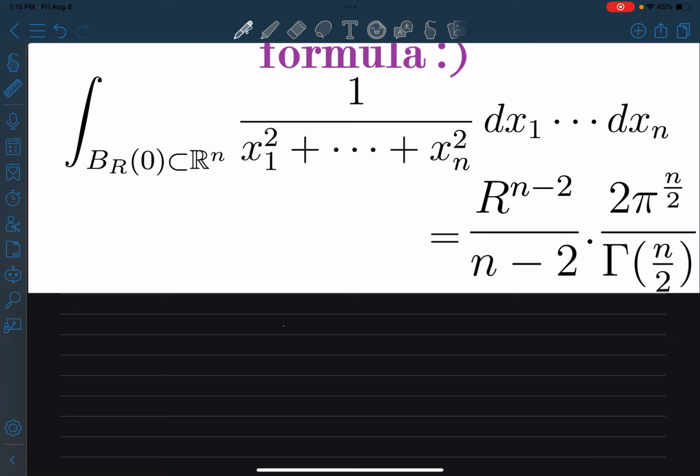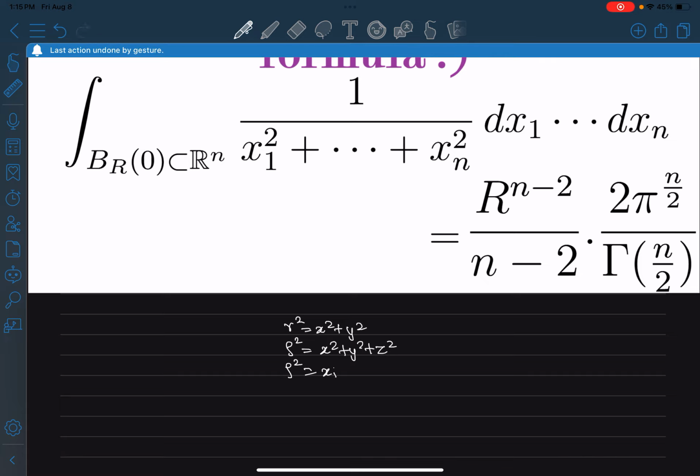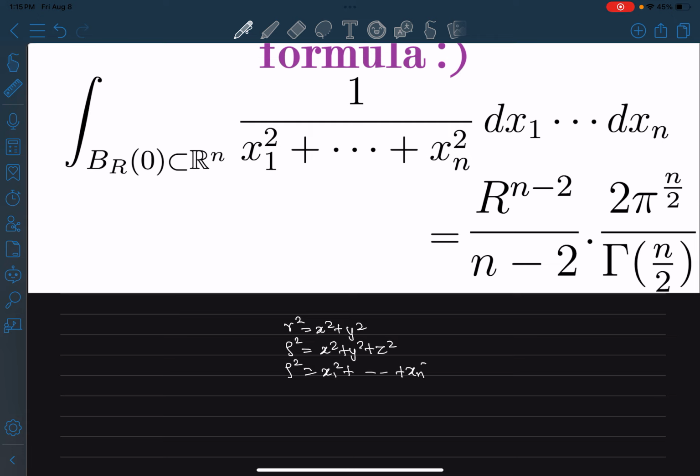Just like how in 2 dimensions, r square is x square plus y square. In 3 dimensions, rho square is x square plus y square plus z square. Similarly, in n dimensions as well, the radius square would just be x1 square, x2 square up to xn square, right? So that's this 1 over radius square, and then dx1 dx2 up to dxn is just the n-dimensional volume element. This is similar to how in 2D the dA is dx dy, and in 3D dV is dx dy dz, so it's the same thing.